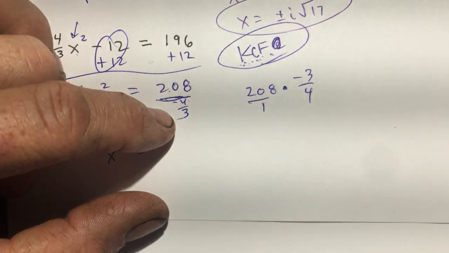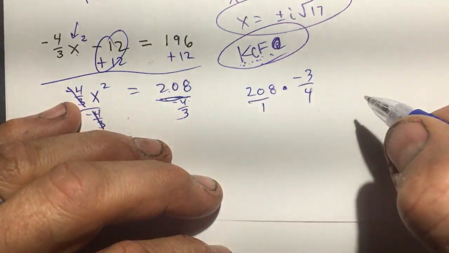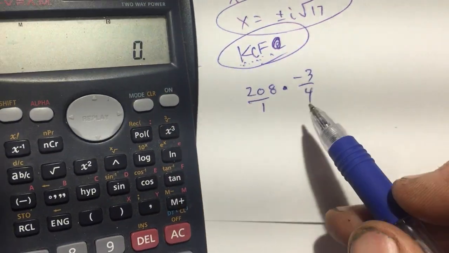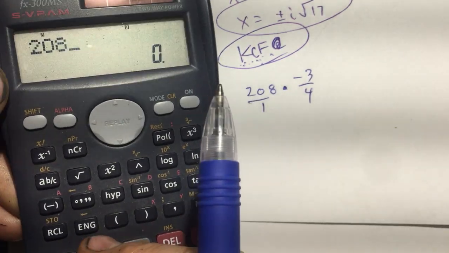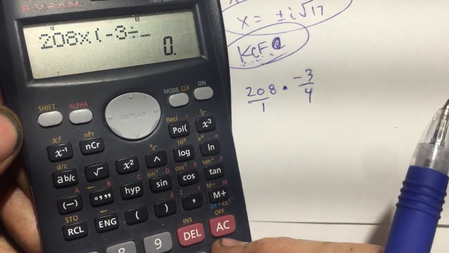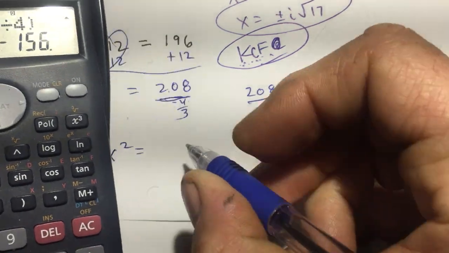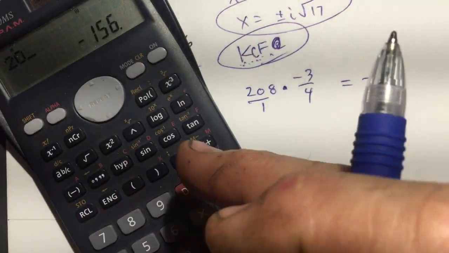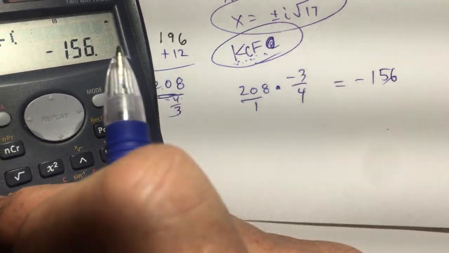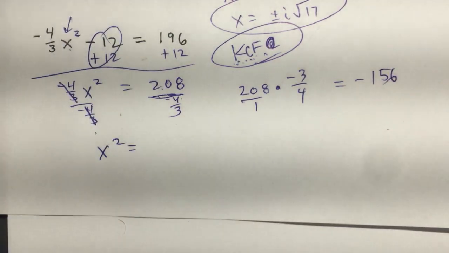Okay. So I put this over 1. And then I can multiply this out. Now, I can cross cancel, or you can just punch this in the calculator. See, look at how it works out. If I do 208 times, in parentheses, negative 3/4, I get negative 156. All right, if I do this right here, 208 divided by negative 4/3, in parentheses, see, it's still negative 156.